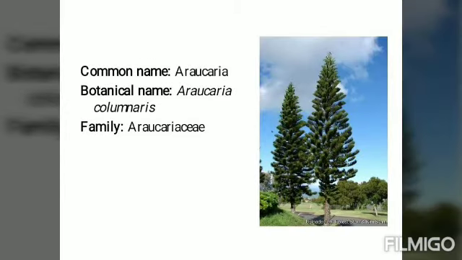Now we'll come to the next tree. Looking at the picture, it looks as if it's a pine tree, but it's not that. It is Araucaria. The common name is Araucaria, and the botanical name is Araucaria columnaris. And its family is Araucariaceae.